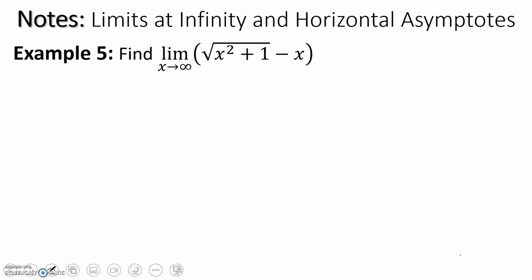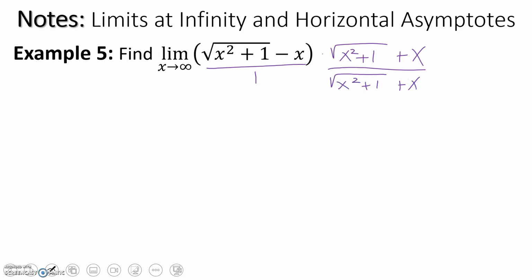All right, let's look at another example. Example 5. Find the limit of square root of x squared plus 1 minus x as x approaches infinity. Now, looking at this directly, it does not look like the others, right? In that it's not a rational function. So what we're going to do is we're going to kind of trick this into being one. So we're going to multiply it by a conjugate. But remember, we're going to treat this as over 1, and we're going to do the same thing to the denominator in order to keep this expression equivalent.